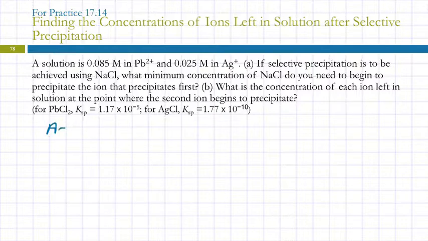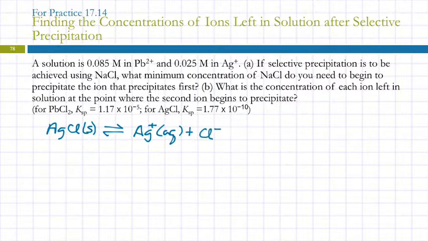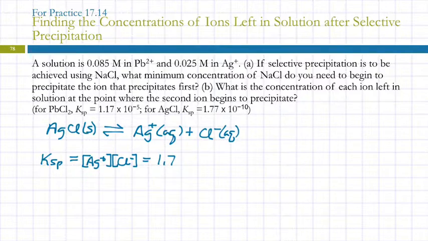So silver chloride dissolving makes silver ions and chloride ions. You don't necessarily have to write out the equation, but you need to think about it because in the last one, there were 2 hydroxides, and that affects the equilibrium constant expression. KSP for this is equal to the silver ion times the chloride ion, and that's equal to 1.77 times 10 to the minus 10.